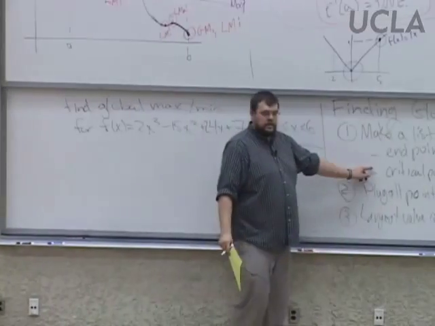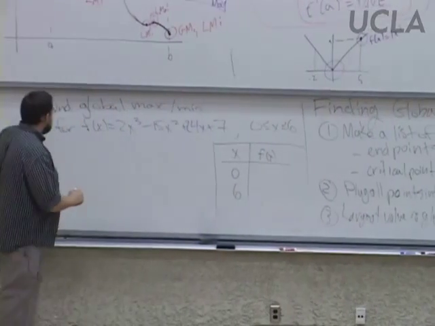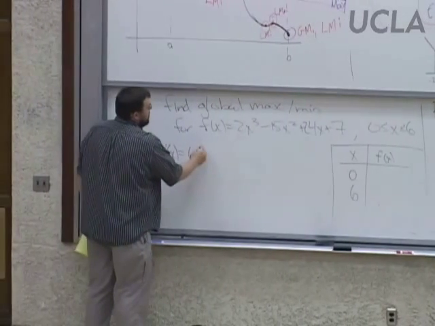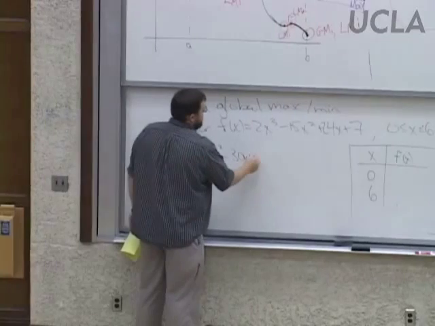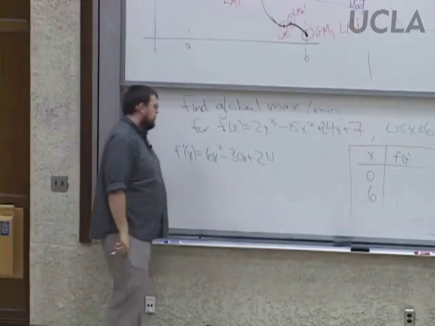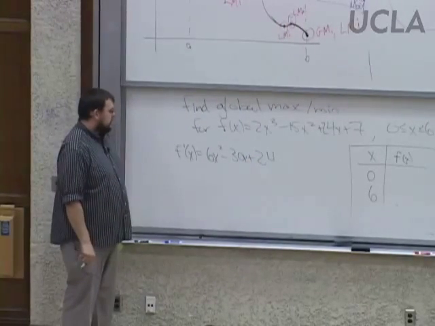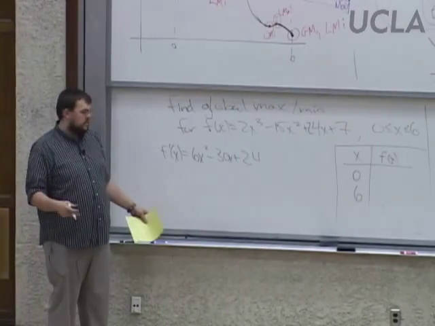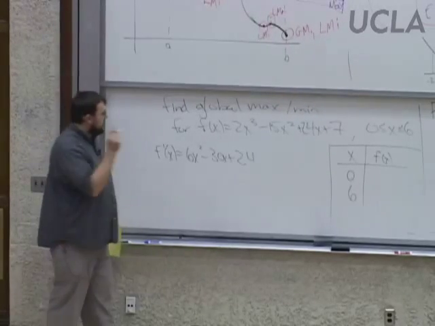I also need to check for critical points. So the next step is take the derivative. And we look at it: 6x squared minus 30x plus 24. OK. Clearly, it's always defined. So we don't need to worry about the does not exist case. You always should just double check, but in this case, we have no problems.